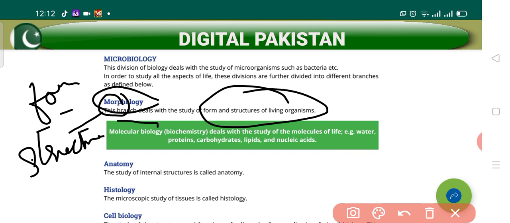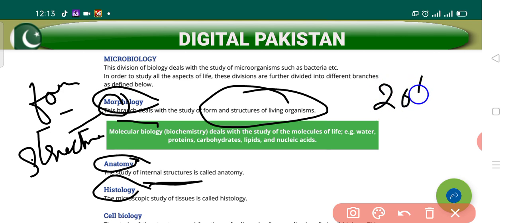Now, morphology further has two divisions. You can say anatomy and histology. In anatomy, we learn the internal structure of the organism. The internal structure of the organism is known as anatomy. Like you all know that we have 206 bones. How did you come to know? Through anatomy we came to know that we have 206 bones. To study the internal structure of a living organism is known as anatomy.